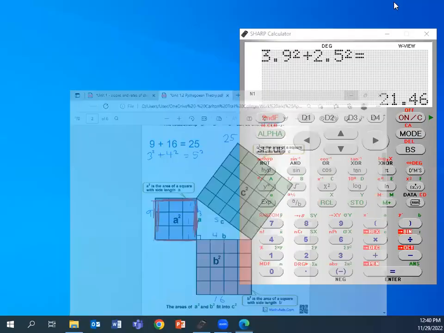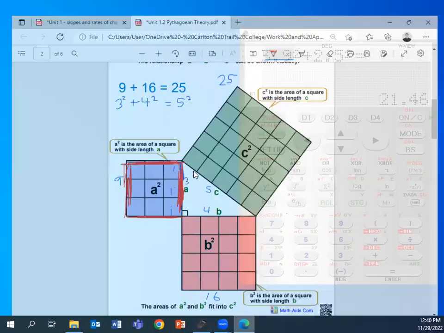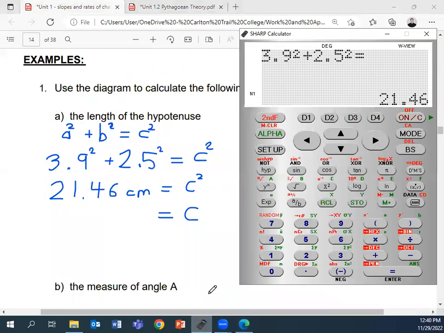So, ooh, that's not what I need. If I want to find the square root of this, what I need to do is press this little button here, right here where my mouse is. If you press this button, you should end up with this on your calculator. It should almost look like a half of a square. And then you just put that in. It's 21.46.